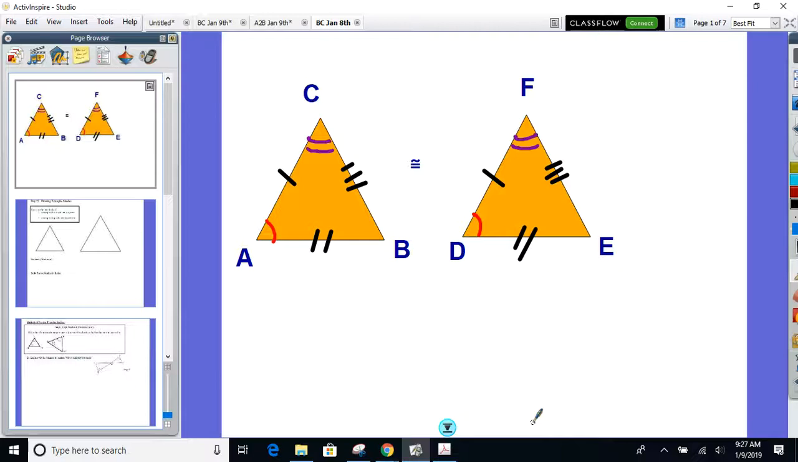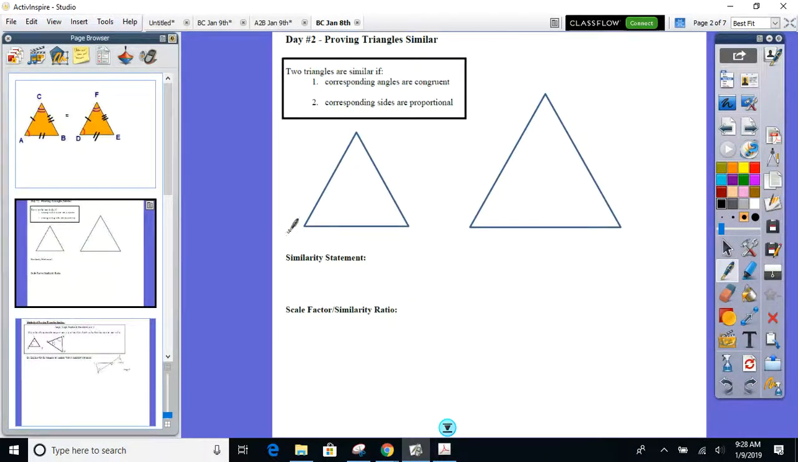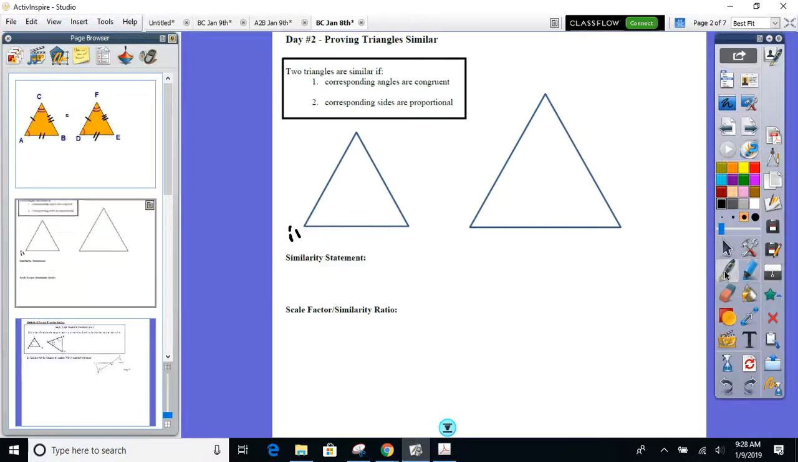Those are congruent, but how do I make two triangles similar? What's the difference between those two being congruent and two triangles being similar? All right, well, let's talk first. Here we go. So on these two triangles, let's label them ABC and DEF.